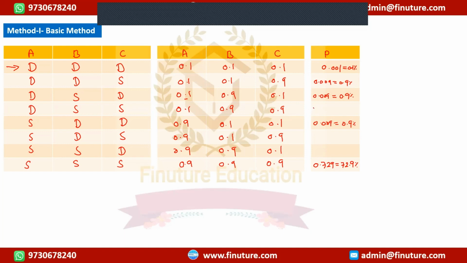It's 0.081, that is 8.1%. In a similar way, it is 0.081, that is 8.1%.